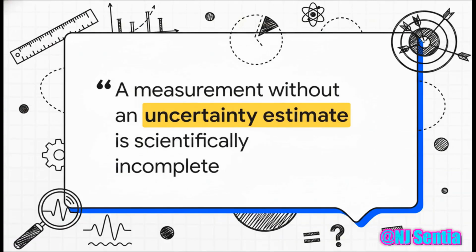Okay, let's dive right into this with a pretty incredible quote from the source material. It says, "A measurement without an uncertainty estimate is scientifically incomplete. It is like a sentence without a period." Basically, in physics, an error isn't a failure at all. It's just this incredibly honest mathematical acknowledgement of reality's limits. Honestly, without it, you aren't really doing science. You're kind of just guessing.